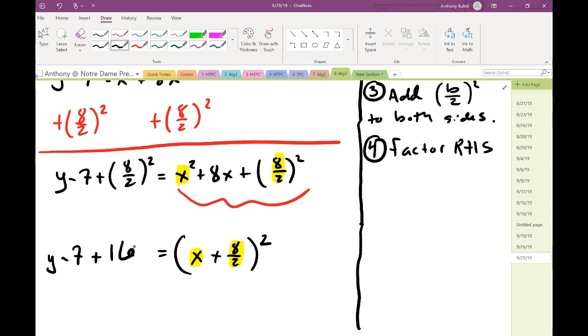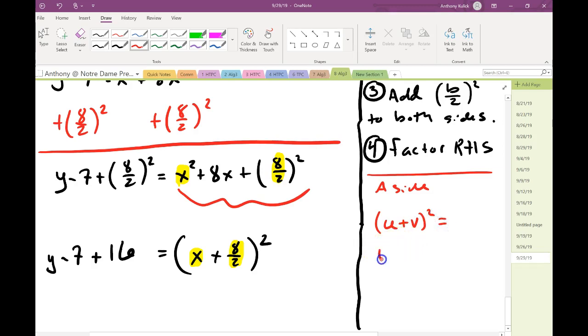Why does this factoring work? Well, if you remember from last time, we talked about this special factoring pattern when we talked about expanding. And it's this special factoring pattern that I used to be able to do this factoring.